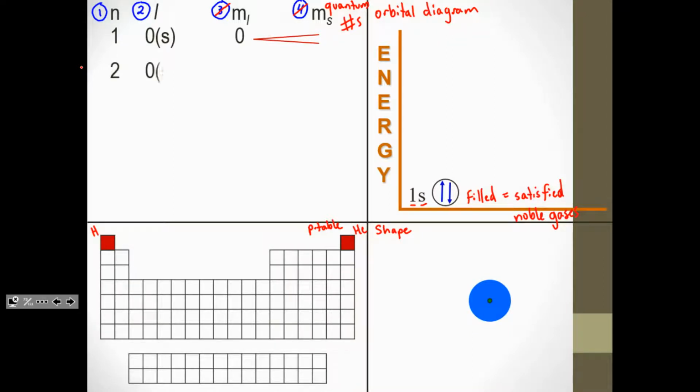Okay, we move down to the second row. L is still 0. We're in the spherical shape. There's our two quantum numbers. The first electron would go into 2s, and that would be for lithium. Okay, and then you'll notice that here the shape gets larger. We have a larger spherical orbital. The second one fills in, and we go down to beryllium there.